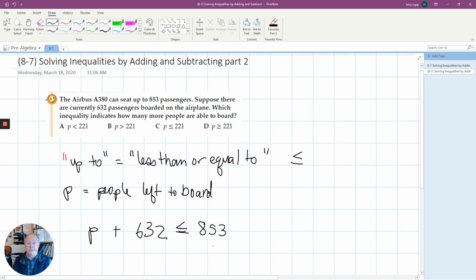853. Okay? So to find out what P is, you solve for it by subtracting 632 from both sides. And what you get is P less than or equal to, was it 221? Yes. All right. So the answer then is answer C.